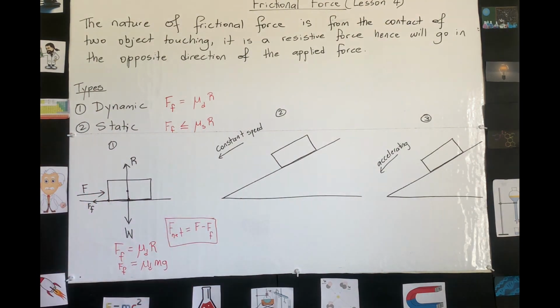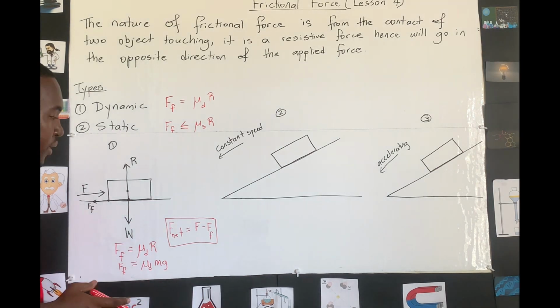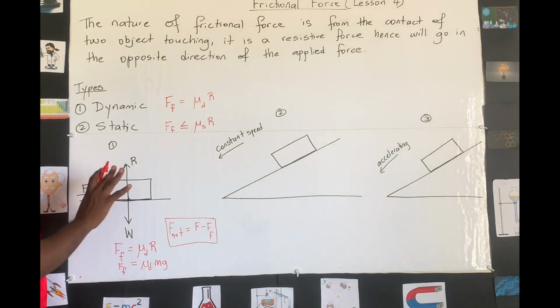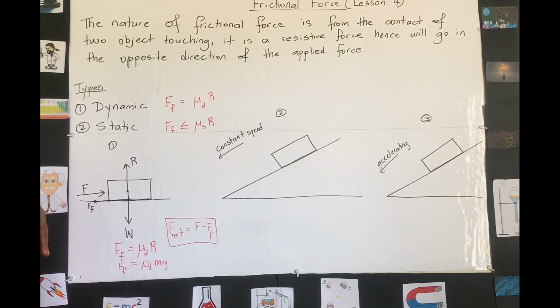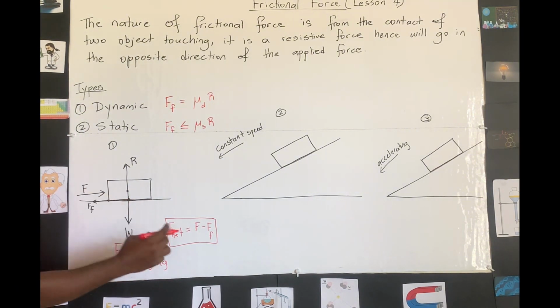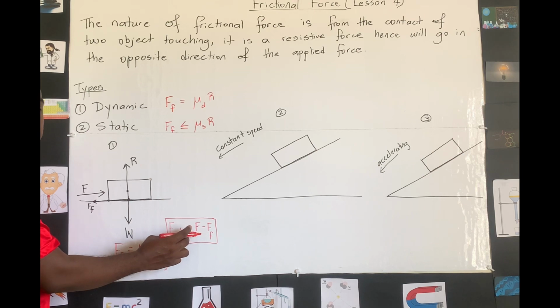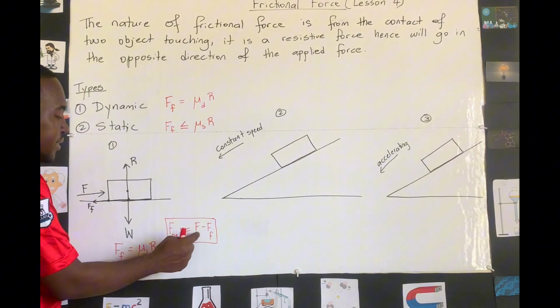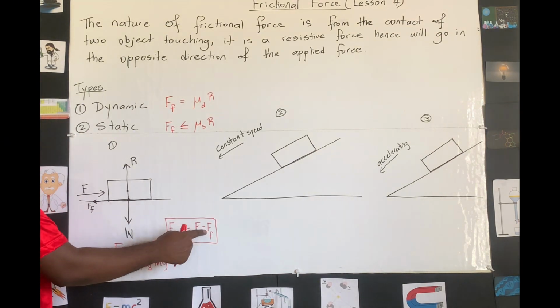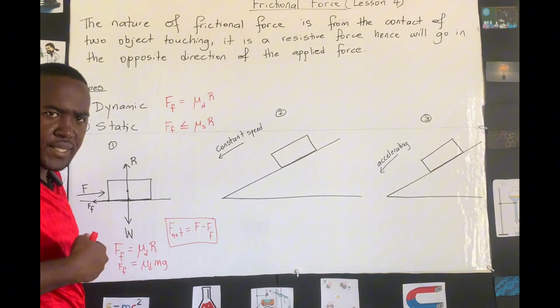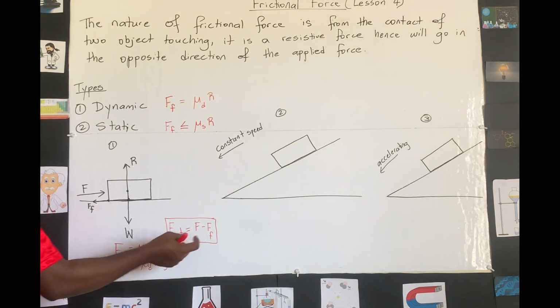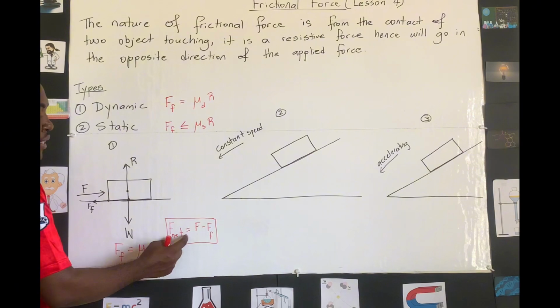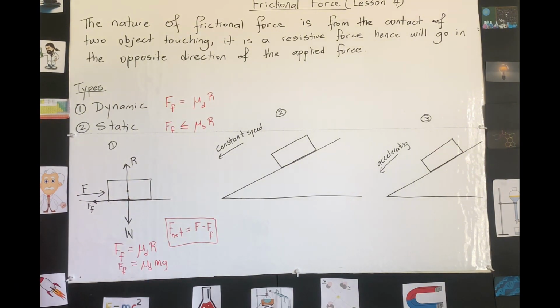So that's a relationship that we will use in these set of questions. Now, depending on the motion of the object, if the object is moving at a constant speed, then that means this net force is zero. And that means F would be equal to frictional force. But if the object is accelerating, then that means these two values are different. Hence, you will get a net force.